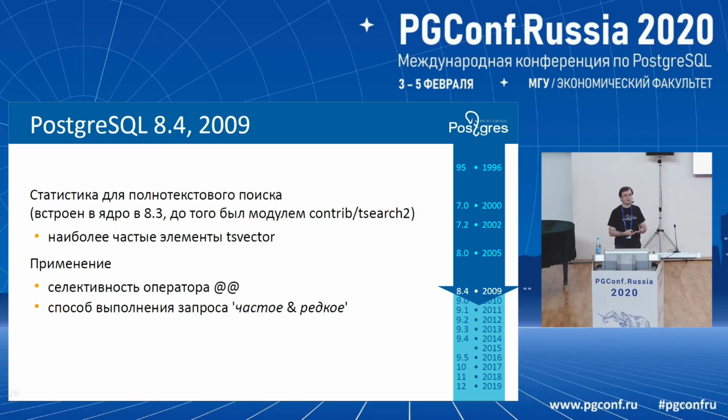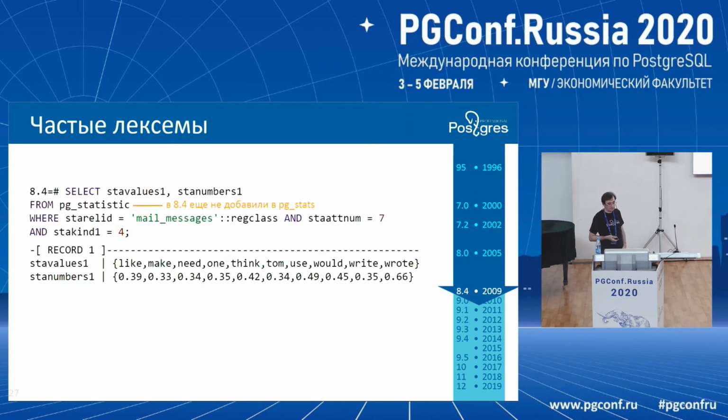But this can be inefficient. It could be more efficient to find those documents which have the rare word, and to just cross-check if the common word is there as well. And this is going to operate faster. And so the statistics for full text search allows us to do all of this. So in essence, we're just collecting the list of words that are present in the document and their frequency. So this is the kind of list we get.